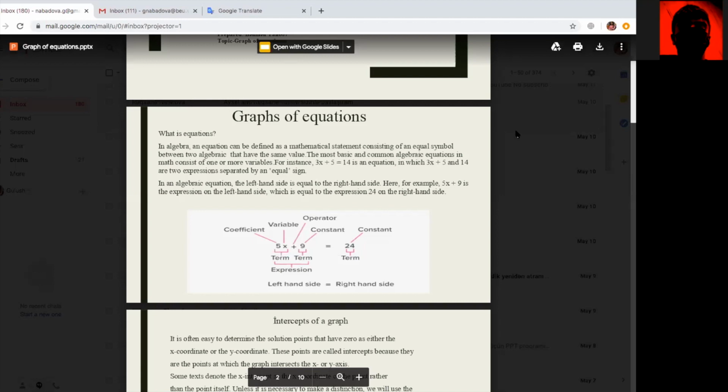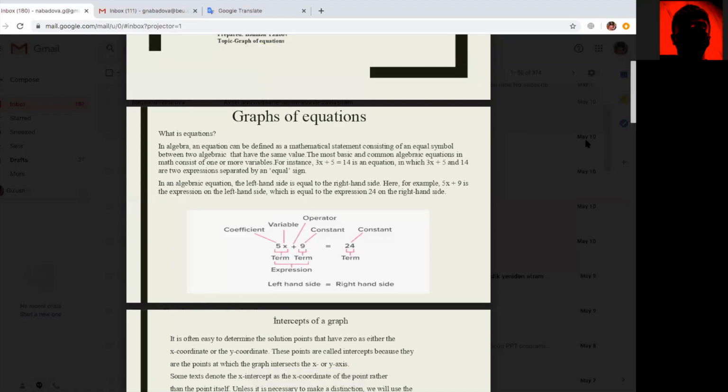In an algebraic equation, the left-hand side is equal to the right-hand side. Here, for example, 5 times x plus 9 is the expression on the left hand side, which is equal to expression 24 on the right hand side.